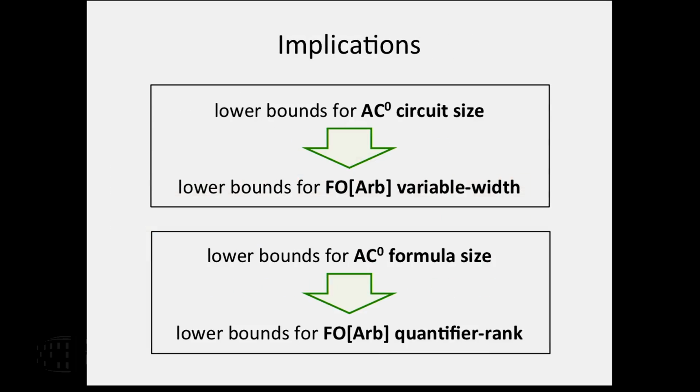So the takeaway from this part of the talk is the following: here's how you can get lower bounds in logic from lower bounds in circuit complexity. Lower bounds for AC0 circuit size translate into lower bounds on the variable width, the number of variables you need in first order logic with arbitrary background predicates. And lower bounds for AC0 formula size give you lower bounds on quantifier rank.